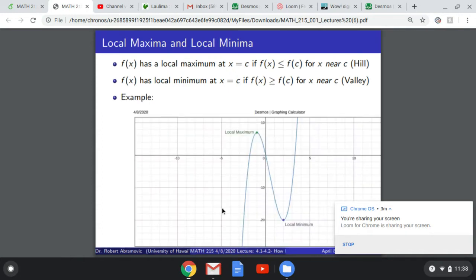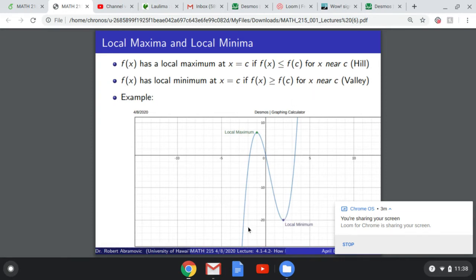Here's an example. This is the graph of a cubic function actually, and if you look at it, this has a local maximum at this point. This green dot is a local maximum. The x value is the place where the local maximum occurs. It's the top of the hill. Go down to the bottom of the valley, you get a local minimum.